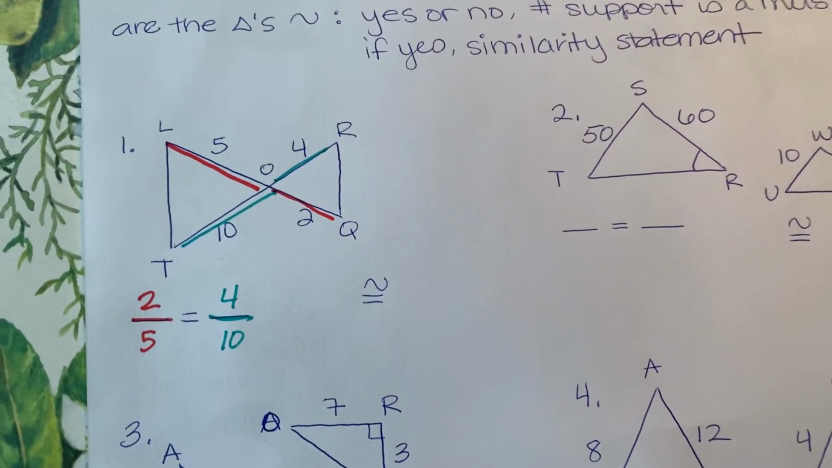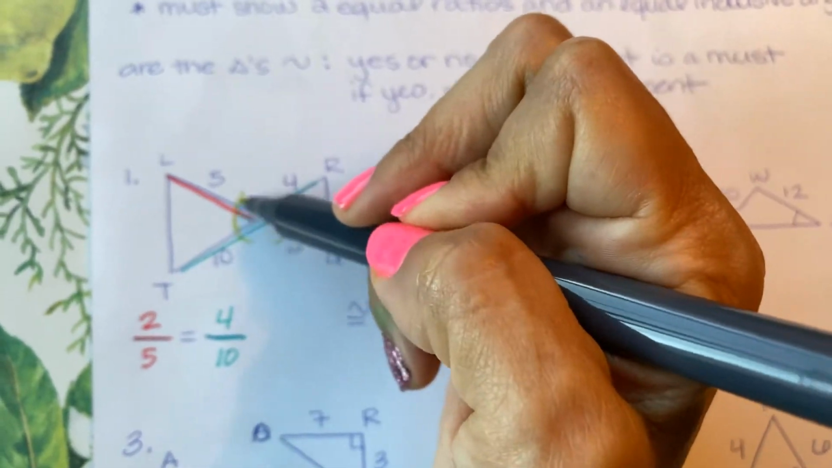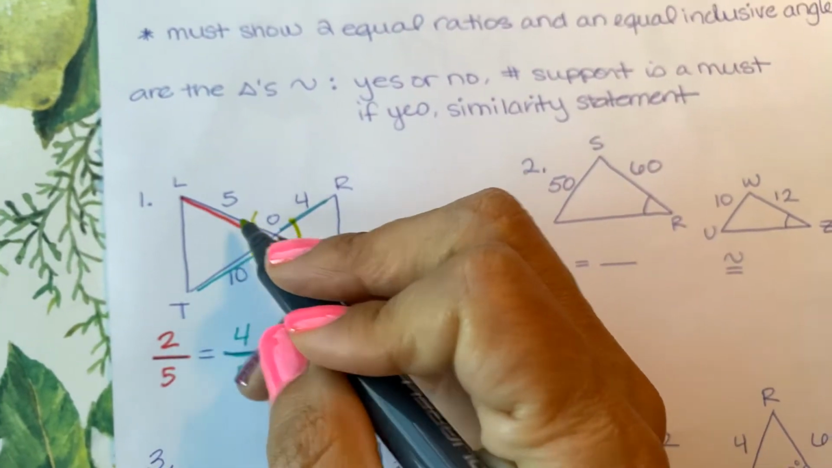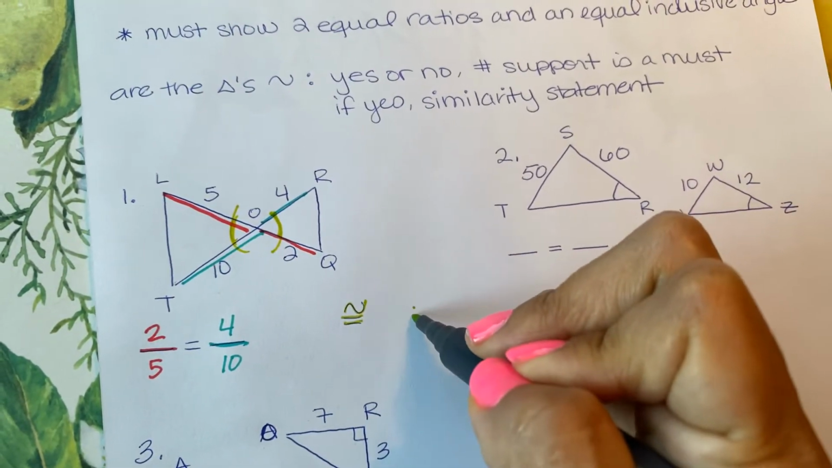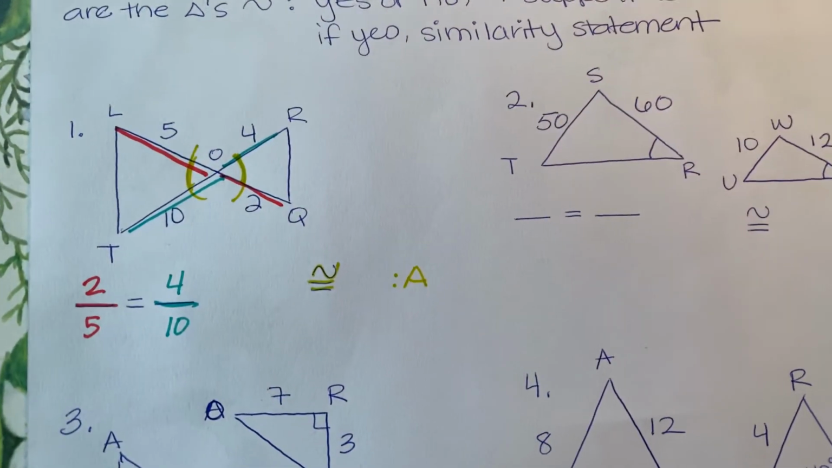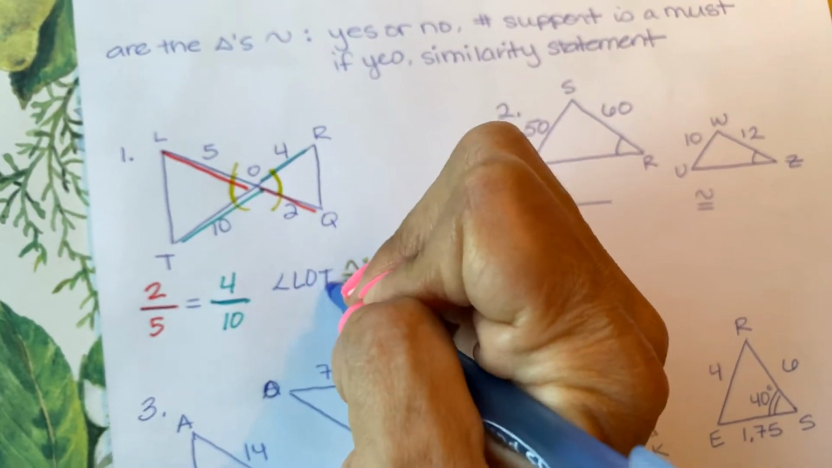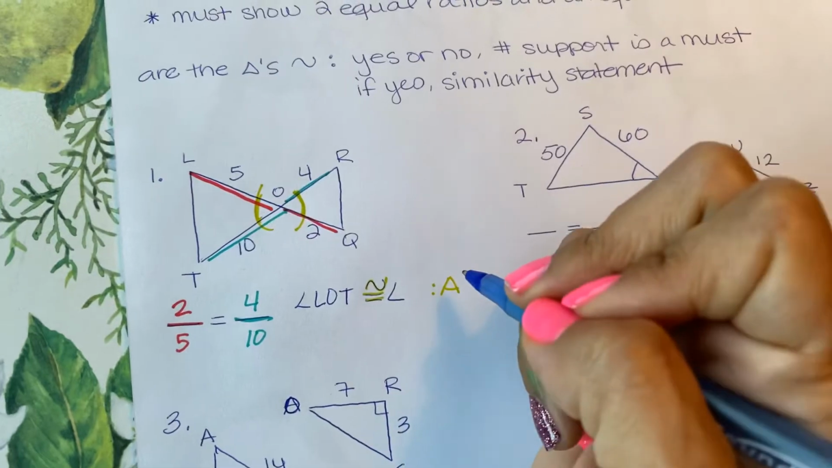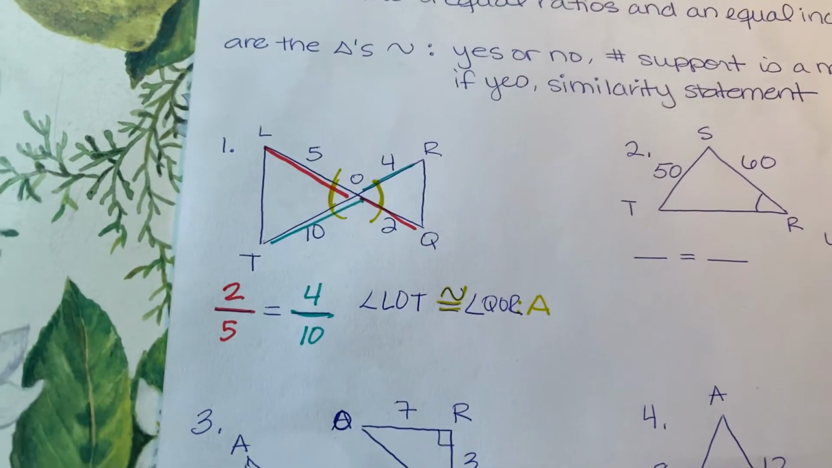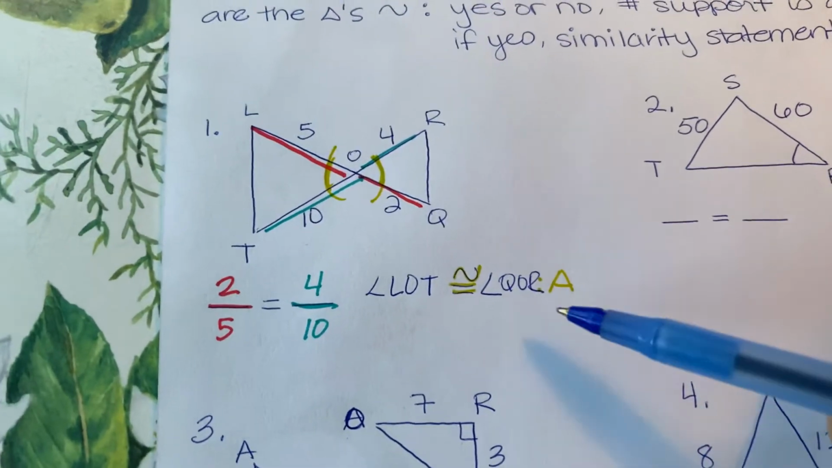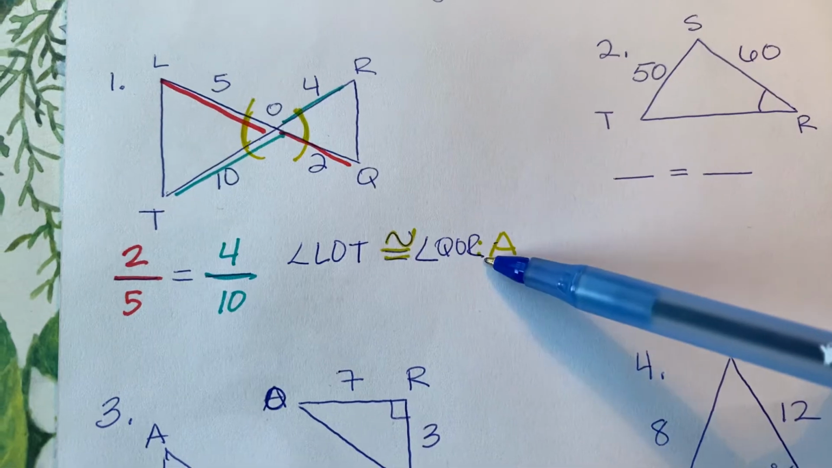Okay, and now what about my angle? I have vertical angles right here, right? Vertical. I'll make it an A. Let me write with pen, though, so you can actually see it. Angle LOT to angle QOR. Okay. So I have my A. Vertical angles, right? There's my pair.